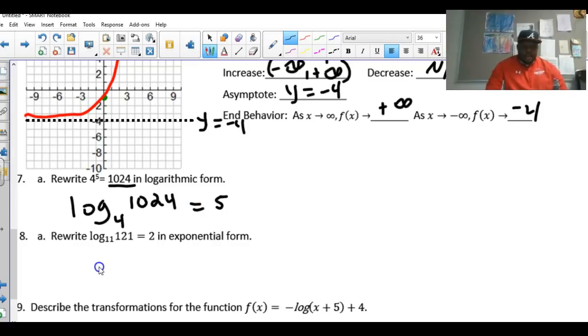Now here we're going to take this log and write it in exponential form. Your base is still your base, your exponent, and your answer.